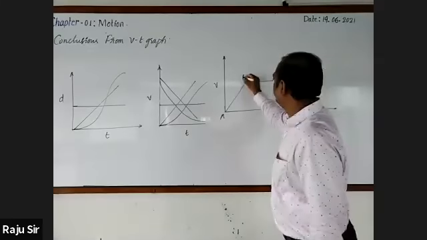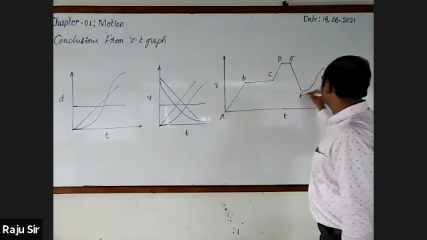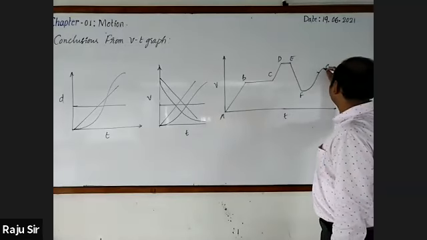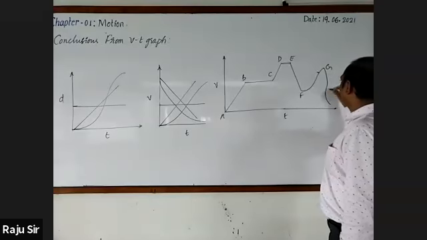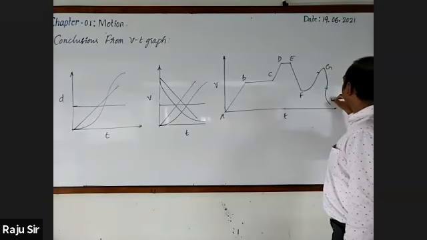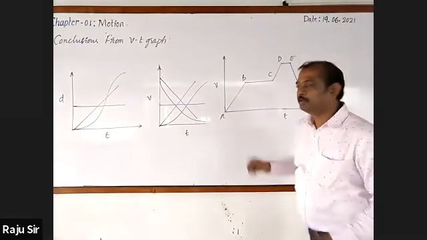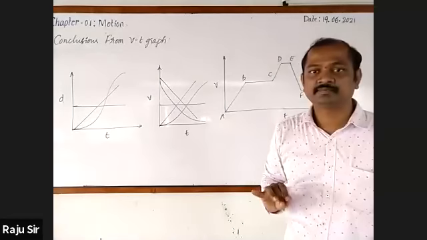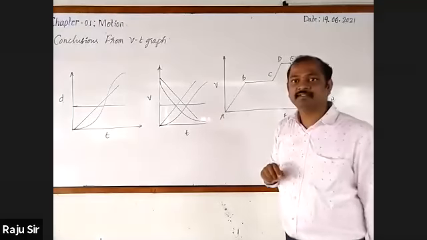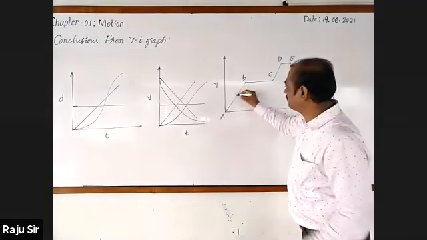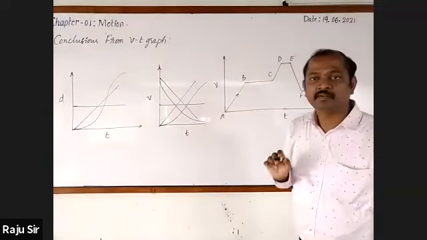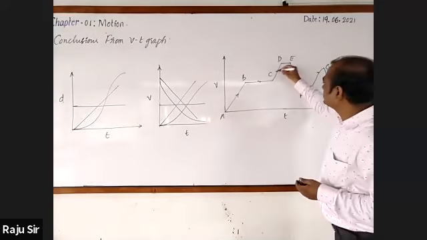I call it A, B, C, D, E, F, and this is G, H. Shreyas Coulombi, you tell. What does the point A indicate? Body at rest. Very good. AB indicates uniform acceleration. Very good. BC, body at constant speed or velocity. The body is moving with a constant speed.